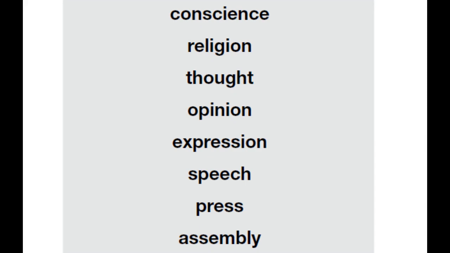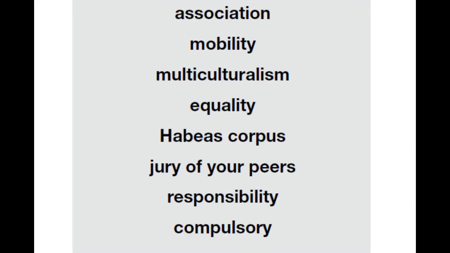Speech. Speech includes talking, giving talks. It also includes writing things down and letting others read them. Press. The press is the newspaper or other news media organizations that give information to people. Assembly. That means to gather together, like at a school or an assembly or at a church or at a meeting or a town hall. Association. That means that you can be friends with other people and associate with them, visit them.